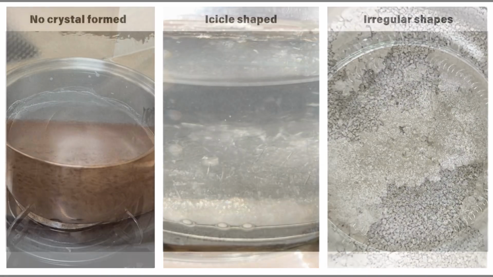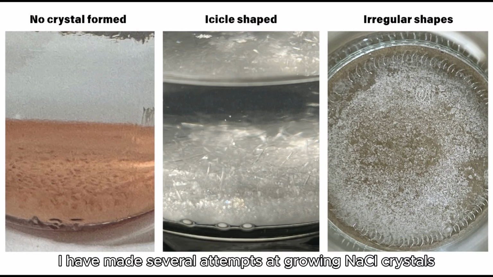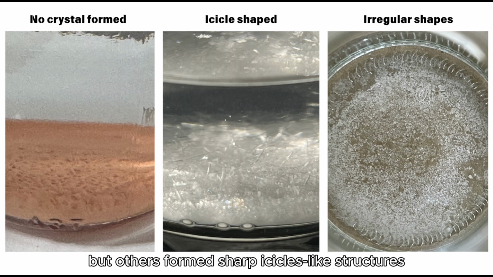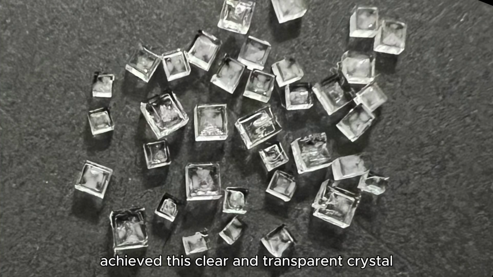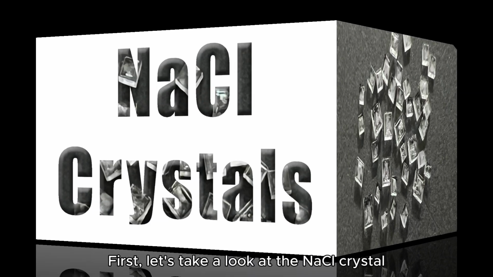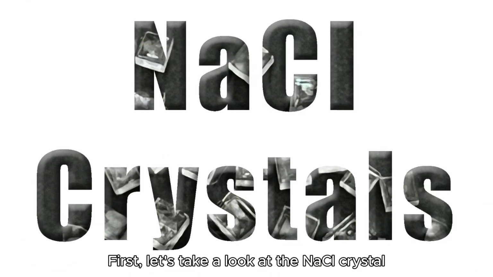cubic geometry. Throughout the process, I have made several attempts at growing NaCl crystals. Some of them turned out cloudy or irregular, while others formed sharp icicle-like structures, and eventually I achieved this clear and transparent crystal. I will show you all these attempts to highlight the challenges and learning points along the way. First, let's take a look at the NaCl crystal.